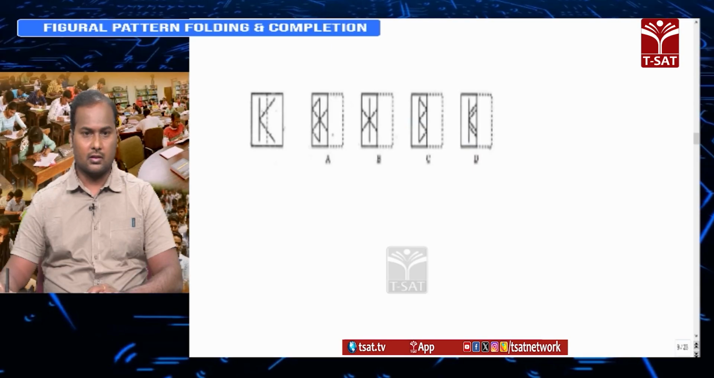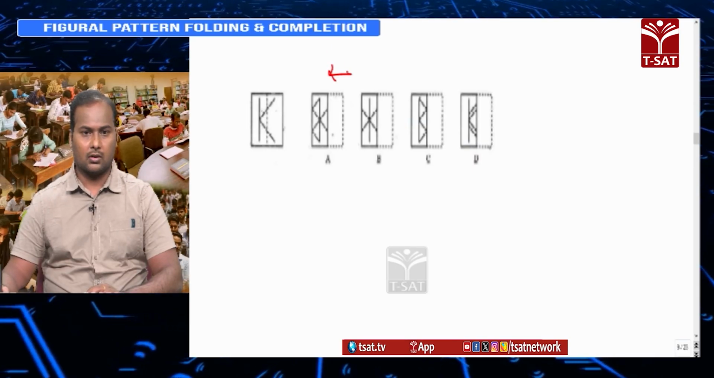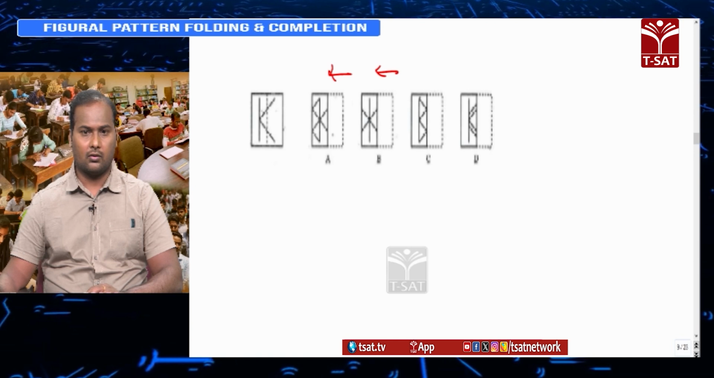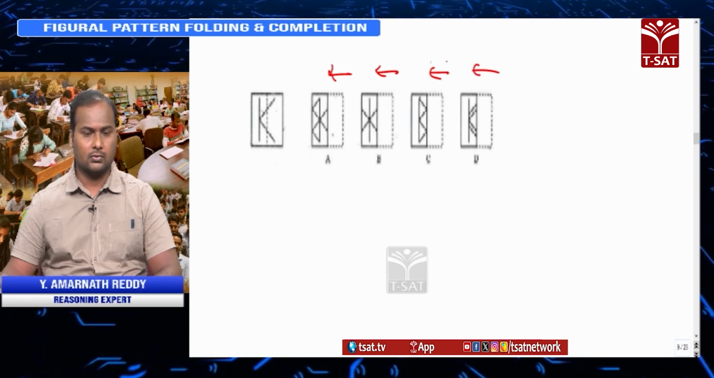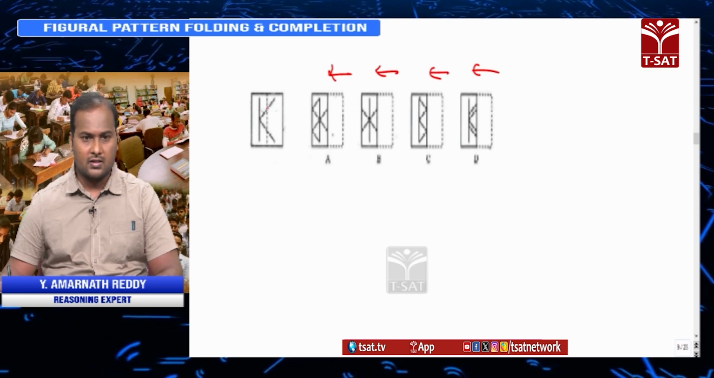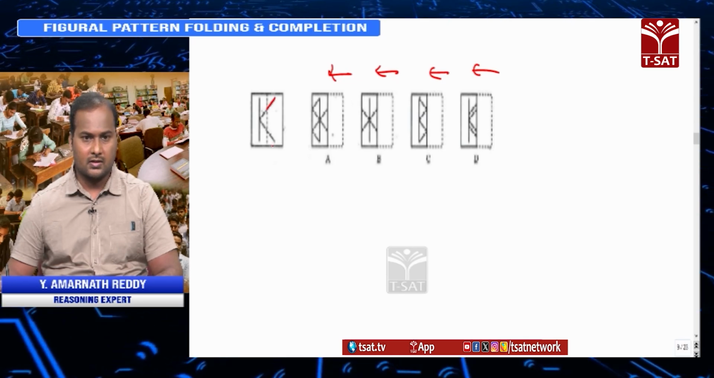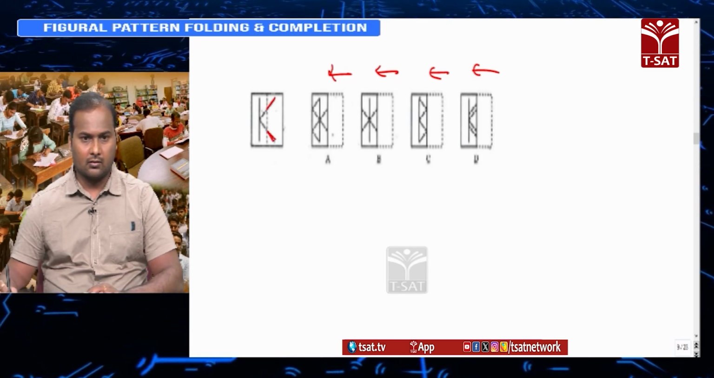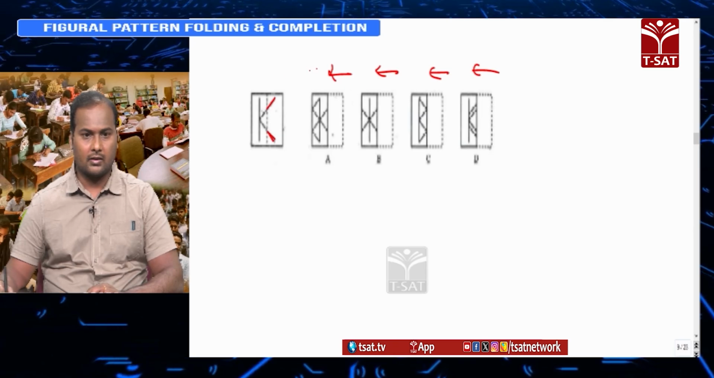In this case, see the manner of folding: from right to left, right to left, right to left and right to left. Now here, see the lines. These are the lines that are getting folded. See, these are the lines that are getting folded. These red lines are getting folded.